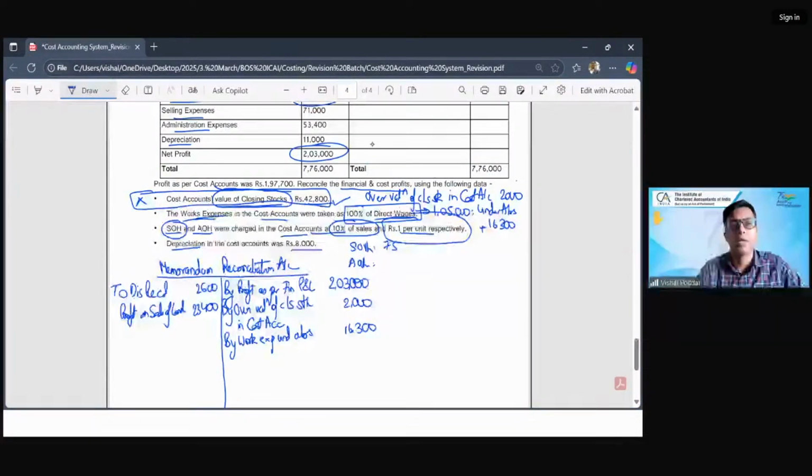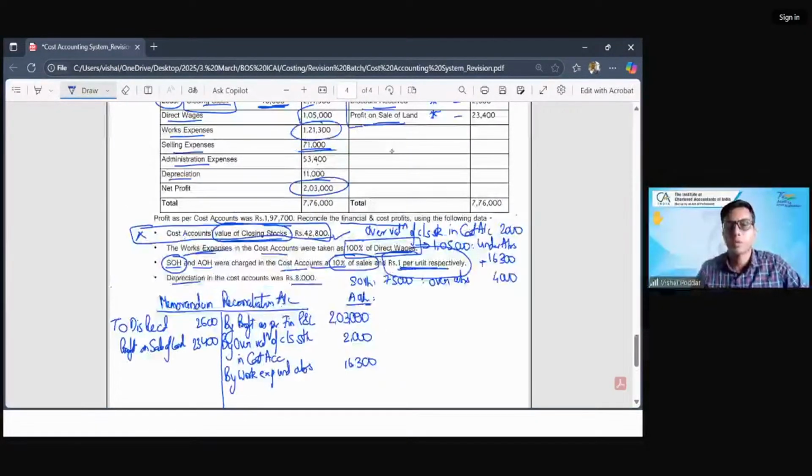How much is taken in your financial P&L? 71. So what is the impact? The impact is over absorption of 4,000. Similarly, administration overheads is 1 per unit. Here, the units are of sales. So 50,000 is my administration overheads, which is charged. How much is there? It is 53. So again, my adjustment will become under absorption by 3,400.